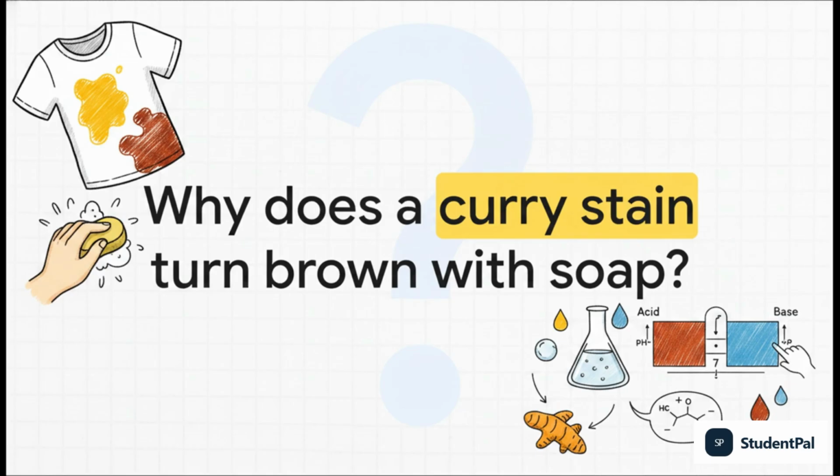Let's actually start with something you've probably seen at home. Imagine you accidentally drop some delicious yellow curry on your crisp white school shirt. When you go to wash it and scrub it with soap, suddenly that yellow stain turns a deep reddish brown. I mean, why does that happen? And then if you rinse it with plenty of water, it magically turns yellow again. This wild color change happens because turmeric, which is what gives the curry its yellow color, is a natural indicator. It is literally reacting to the basic nature of the soap.